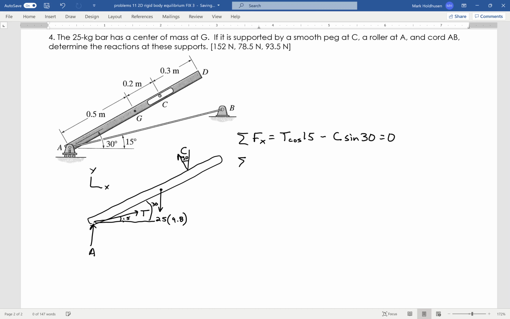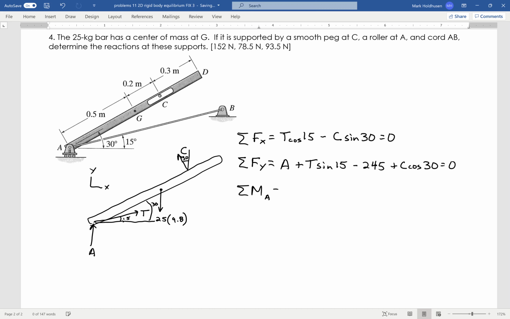Do the same thing with the y direction. This one, however, has A going up. T is going a little bit up too, so that'll be T sine of 15. I have my force downward, the weight, which is 245. I get that from 25 times 9.8. And then I've got, again, C, but this time cosine 30, and it's acting straight up. Equals 0.